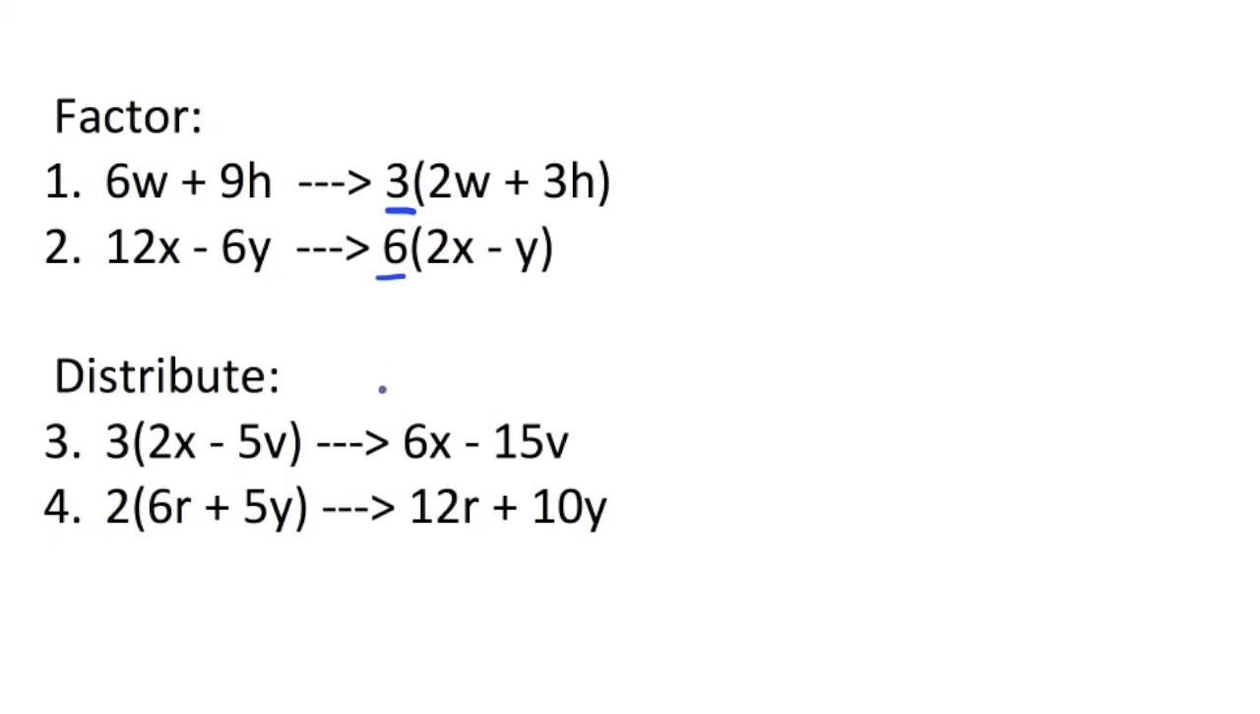All right, for our distribution questions, we always have to multiply, right? 3 times 2x, 6x. And 3 times a negative 5v is a negative 15v, right? We simply multiply. All right. Number 4, 2 times 6r is 12r. And 2 times 5y is 10y. And again, it's positive because we have a plus sign here.